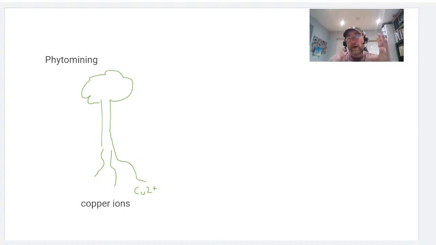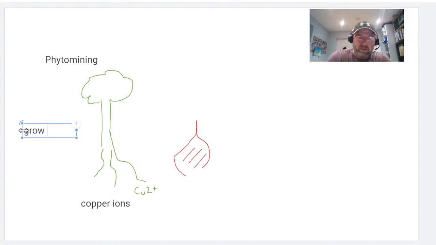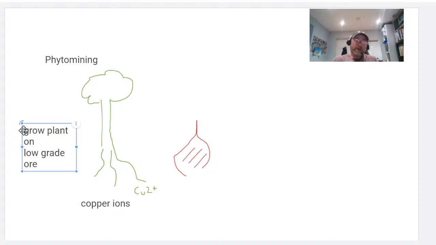And what we can do then, we can take the plant and we can burn it. I know, pretty mean, right? Burning the plant, it's pretty deep. So what we do is we grow the plant first of all on low grade ore. So you grow the plant on a low grade ore, like the soil which doesn't have a lot of copper in it. And this is a way of us.